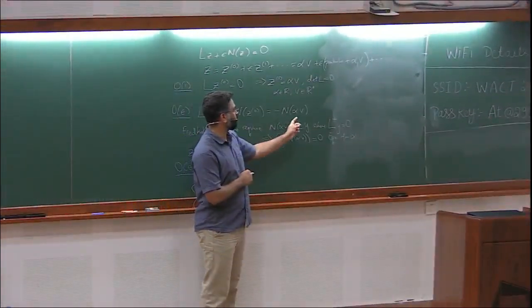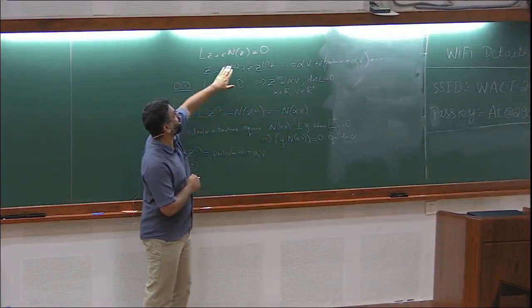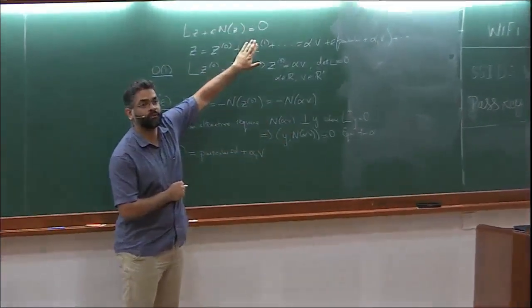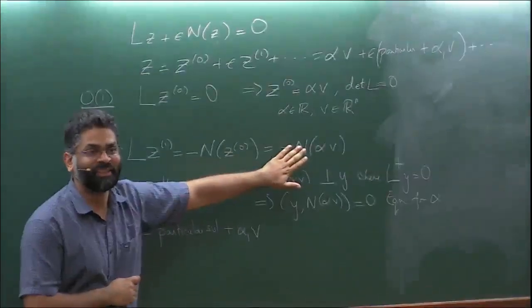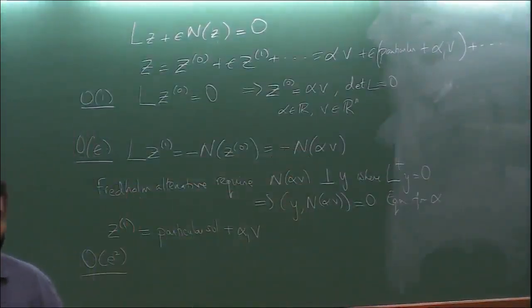I mean, certainly one choice that I've implicitly assumed is that n of 0 is 0. So there's one choice that's always available to me. Maybe that's an uninteresting choice, but that depends on the context of the problem.